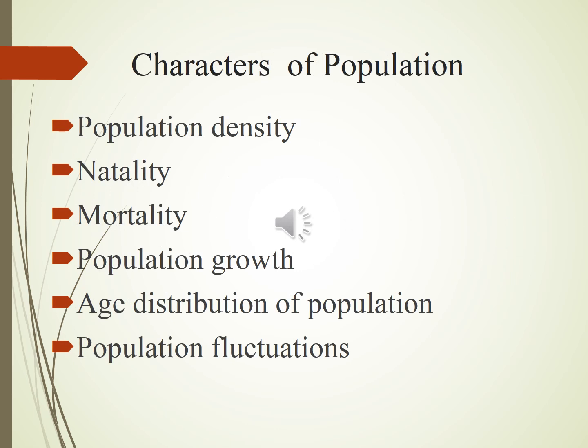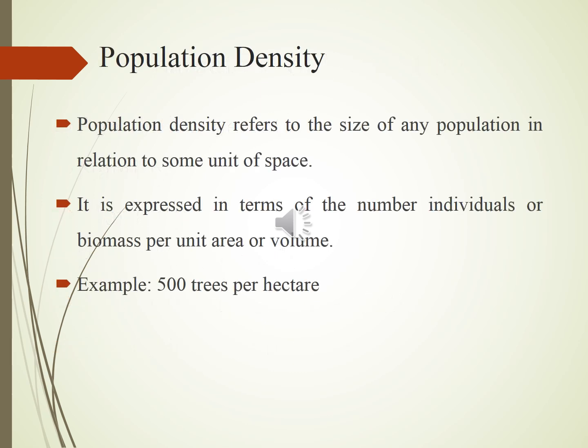Characters of population: population density, natality, mortality, population growth, age distribution of population, population fluctuation. Now I am going to explain about the population density. Population density refers to the size of any population in relation to some unit of space. It is expressed in terms of number of individuals or biomass per unit area or volume. Example, 500 trees per hectare.